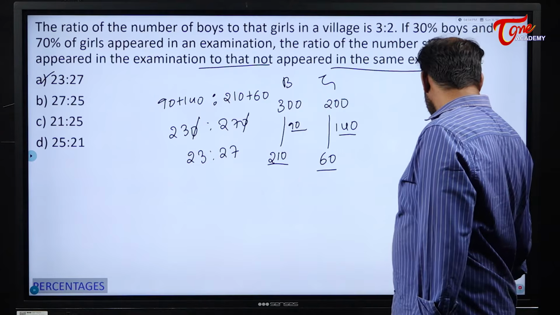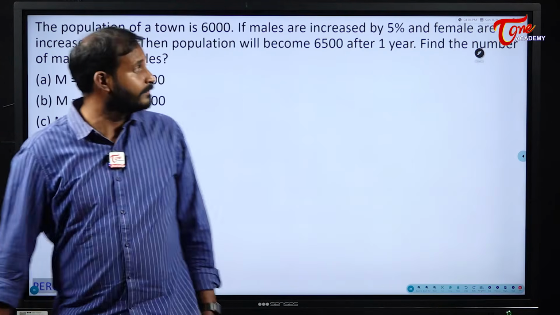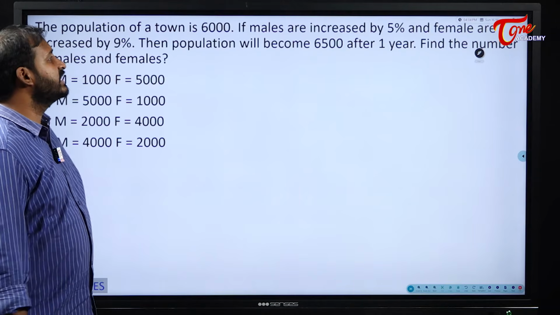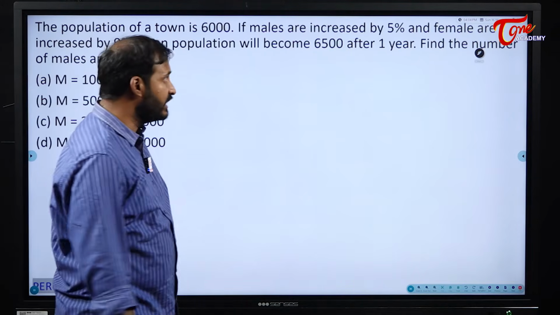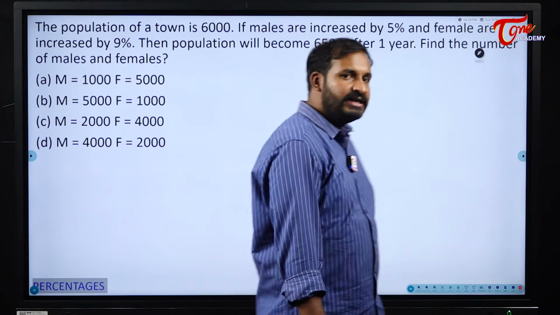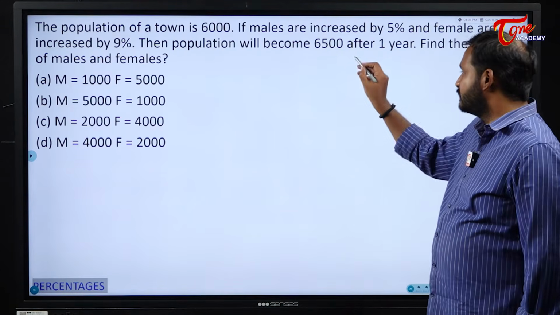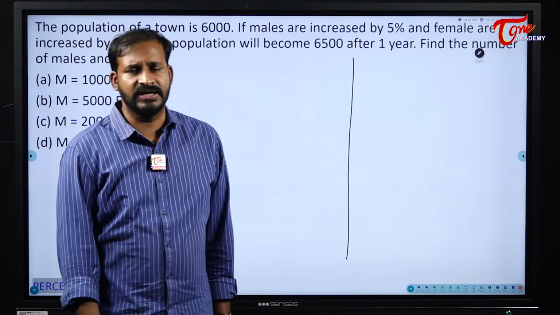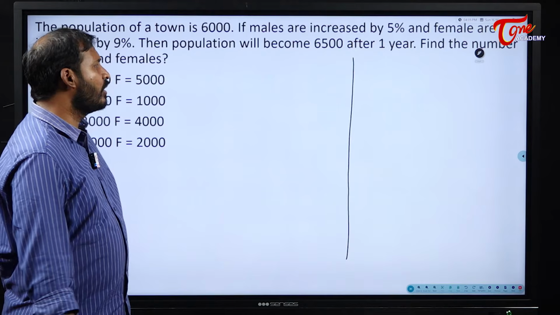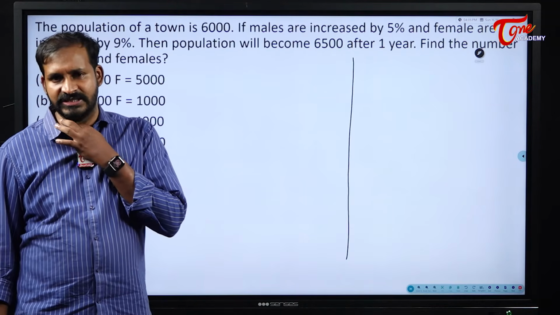Okay. Now we will see the next one. The population of a town is 6,000. If males are increased by 5% and females are increased by 9%, the population will become 6,500 after 1 year. Find the number of males and females in that village. See here students, we can solve it in two different ways. One is the basic method and the other one is the allegation rule. Most probably we will solve this one with the help of the allegation rule. That is very simple actually speaking.